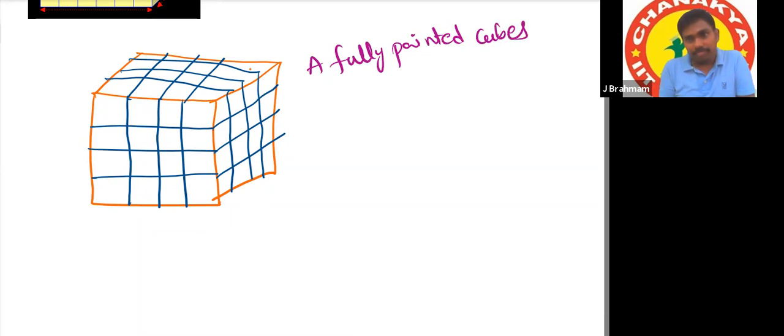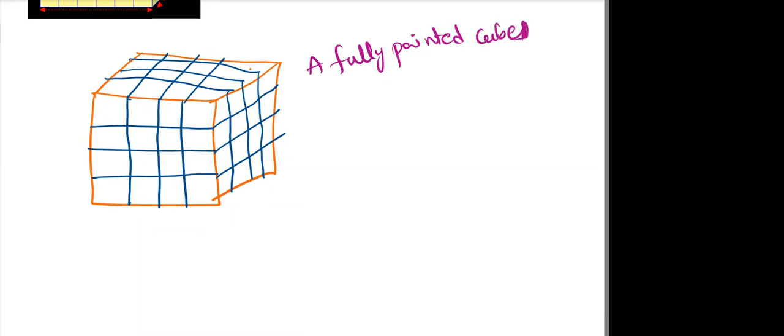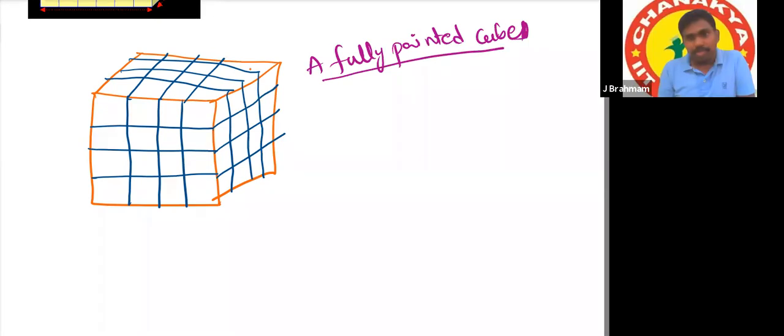All of you, are you there? Yes, sir. A fully painted cube is cut three times on each edge, on each side. Otherwise, three times on each side.